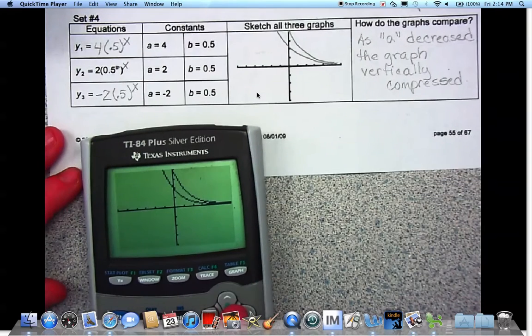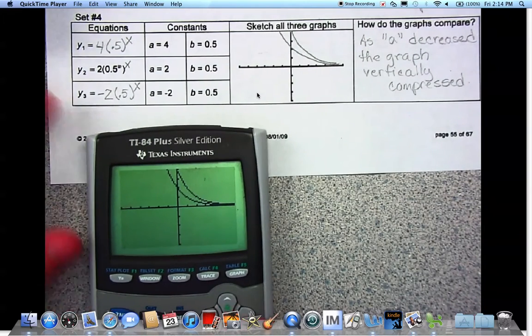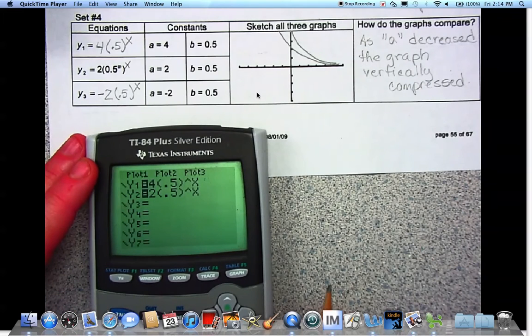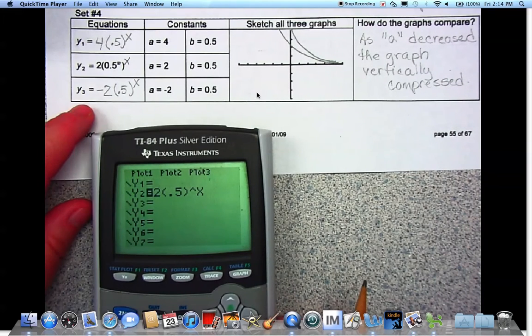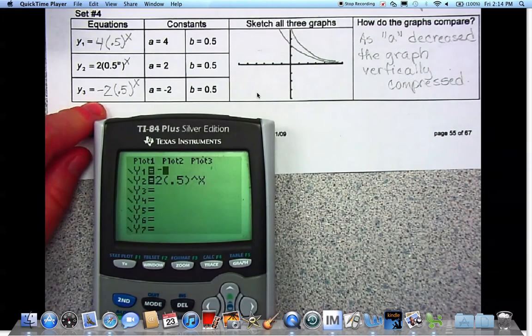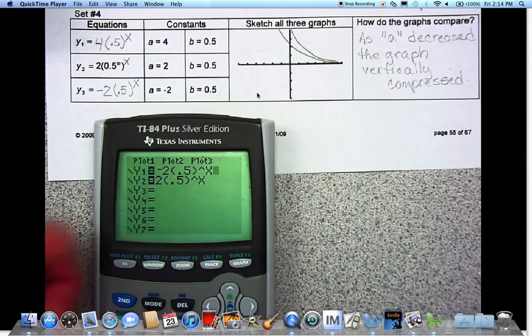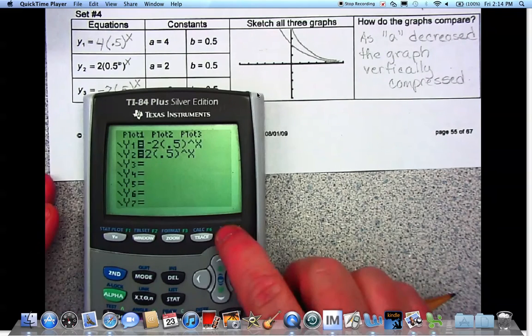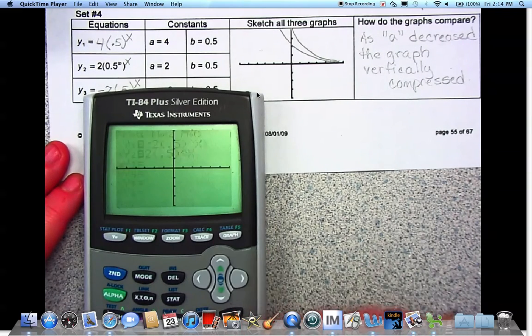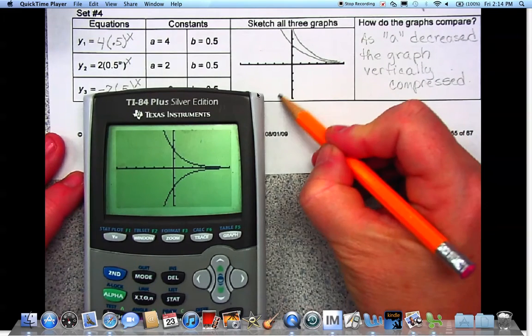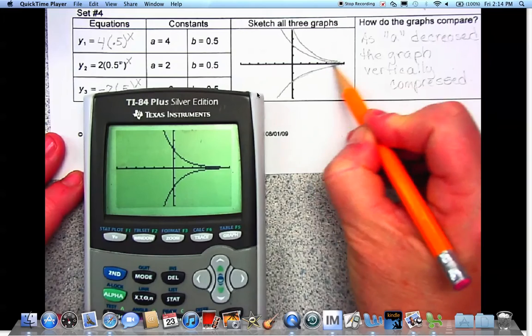Now, the most important thing about this one is the bottom one. So I'm going to go back, and I want you to clear out the 4. And in y1, let's put the -2, parentheses, 0.5 to the x. What's it going to do, Albert? Flip over the x-axis. Yep, it sure is. -2. It flipped over, didn't it? And it went through -2.